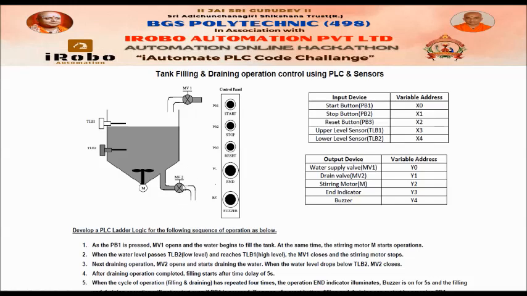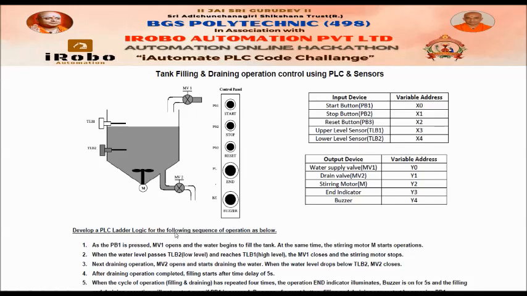And inputs: PB1 is the start button, PB2 is stop, PB3 is reset. See here, it is given here. And there is an end indicator, output Y3, and a buzzer, Y4. So totally there are 5 inputs and 5 outputs. I already gave a detailed explanation in the previous video of what is expected from this challenge, how you have to design the PLC program, and the sequence of operation required. But to start the solution, let us discuss quickly.